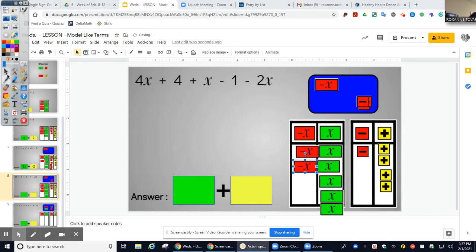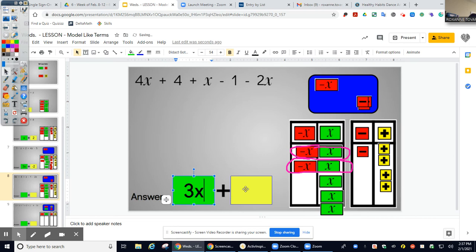Okay. And I can see here that I have 2 zero pairs. So these x's are going to get knocked out, which leaves us with 3 x's again. So I'm going to put 3 x's in my first box, and then I only have 1 zero pair with the "I'm just a number" family, right? And I have 3 positives left over after my zero pair. So after I'm done simplifying this expression, I should have 2 parts since I have 2 different families here. I have the x family and the "I'm just a number" family. So we have 3x plus 3 as our final answer.